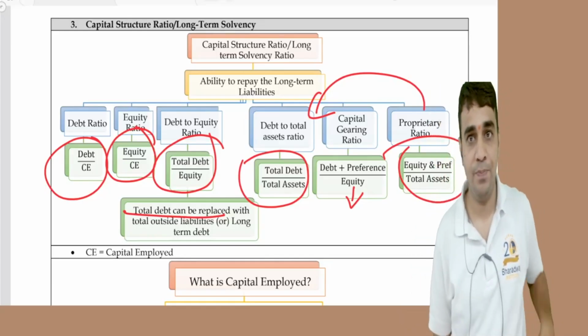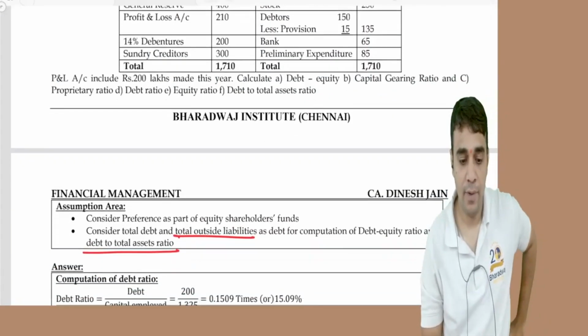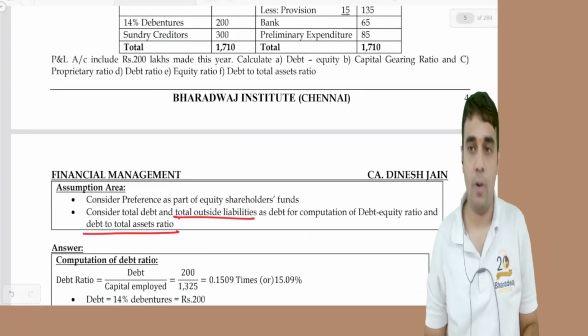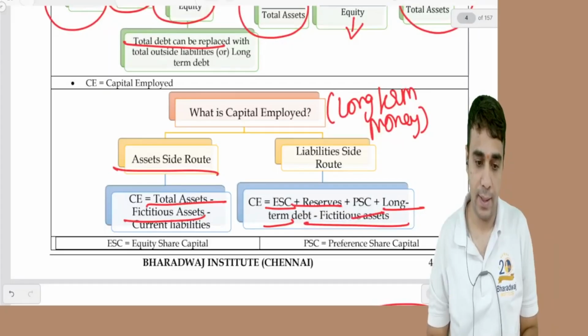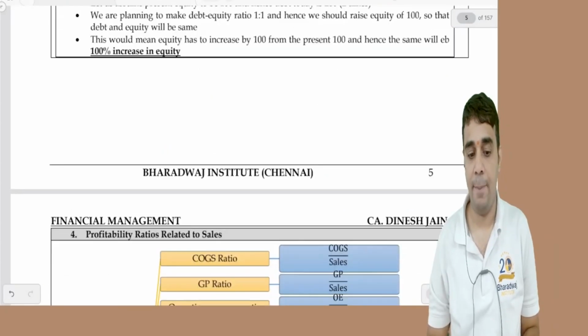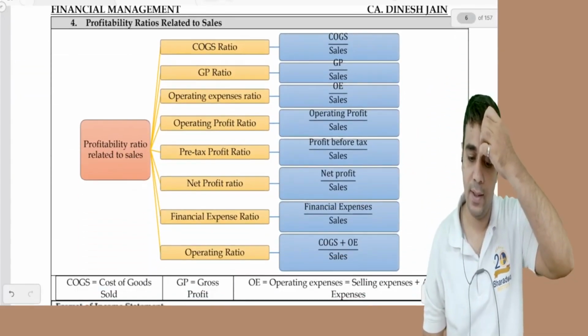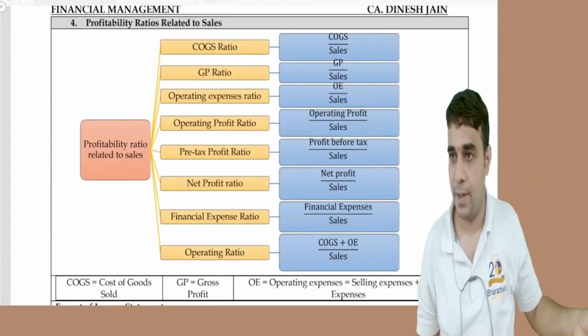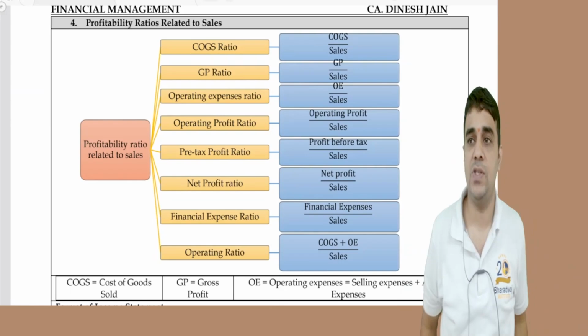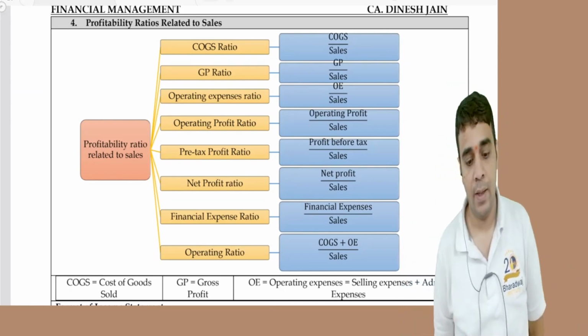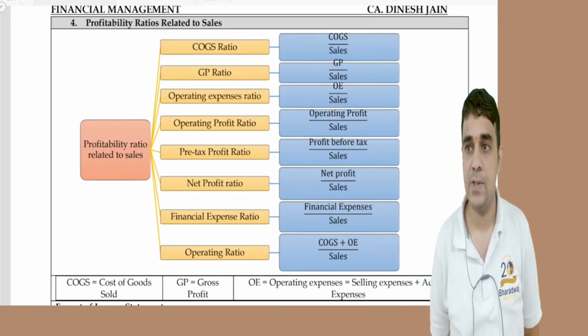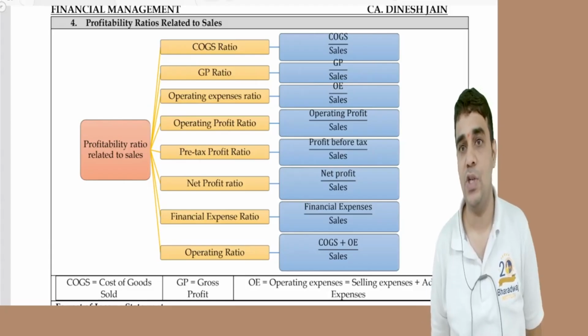Any doubts on this? Can we proceed now? We're done with two categories of ratios. I'll move to the third category now. We are done with capital structure ratio. Third category, I'm not even doing anything in the Word document, directly explaining it. Related to sales means sales is the denominator. The numerator can be COGS, which is called COGS ratio.